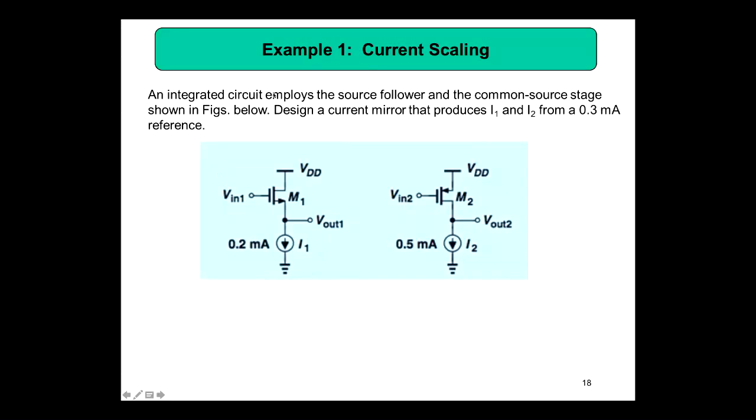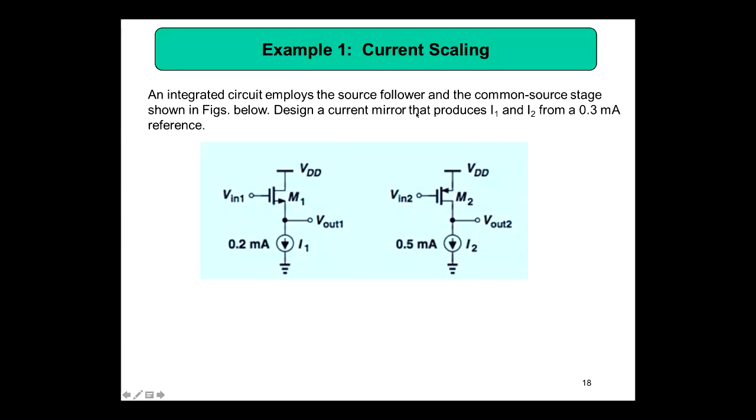An integrated circuit, this is inside a chip, employs a source follower. So this is a source follower, similar to your emitter follower for BJT. Because this is a MOS transistor, this is a source follower. This is your input, and then your output is taken from the source. And a common source stage. Yes, this is a PMOS common source stage. And so this is an amplifier, and this is a buffer.